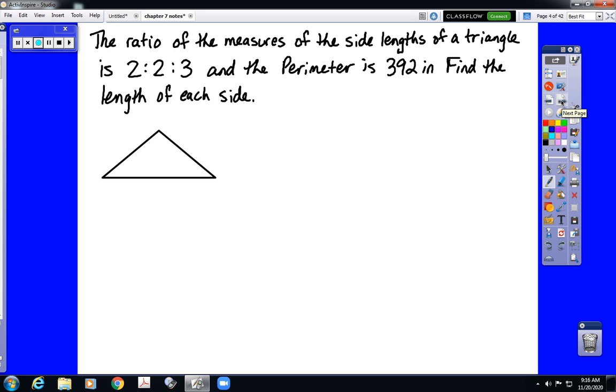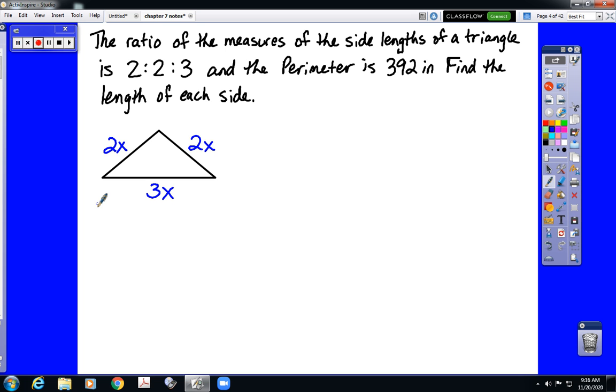Okay, so here once again we have the ratios of the measures, this time of the side lengths of a triangle is 2 to 2 to 3. And then they give us the perimeter, 392 inches. They ask us to find the length of each side. So once again, we're going to draw a triangle, and we're going to label those side lengths 2x, 2x, and 3x. Your picture does not matter in terms of accuracy because we're only using it to organize our thoughts.